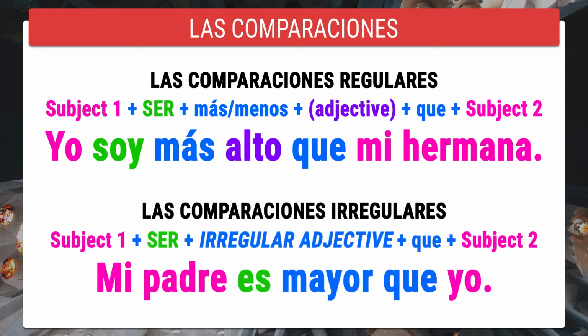And then there's the formula for the irregulars. So it's mostly the same, but the middle is just a little different. Instead of using más or menos, there's a separate word. So the example I have here is older. So instead of using the word old, which is viejo, you would use the word older, which is mayor. So we have our subject, the verb ser again, and then instead of más viejo, we're going to use mayor instead. And then we still use que and the following subject. So the example I have here is my father is older than me. Mi padre es mayor que yo.